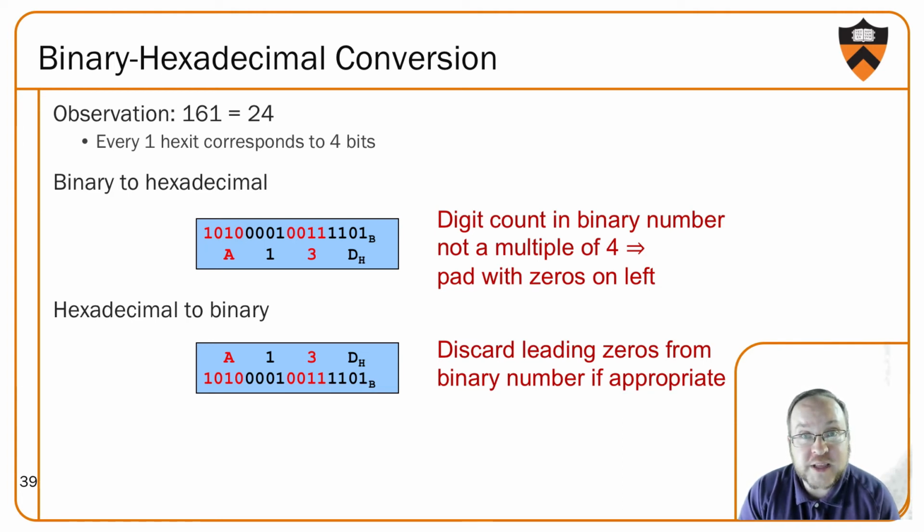If there aren't enough bits, we can add bits to the left side, because just like in decimal that we're used to, the number 000000217 is 217. All the leading zeros didn't matter. So we can freely add those extra zeros to the left side to get enough bits to form a full hex digit.